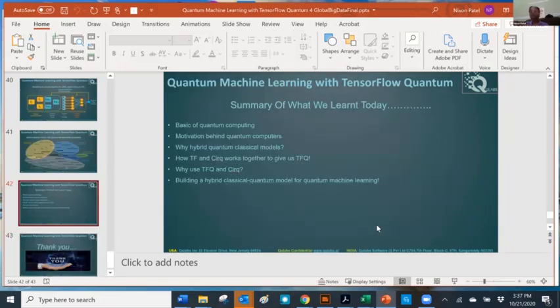The summary of what we learned today, in just a few minutes: the basics of quantum computing, the motivation behind using quantum computers, why hybrid quantum-classical models work, why and how TensorFlow and Cirq come together to give us TensorFlow Quantum, why use TensorFlow Quantum and Cirq, and then we saw how to build a hybrid classical-quantum model for quantum machine learning. I think that's all I have for folks.